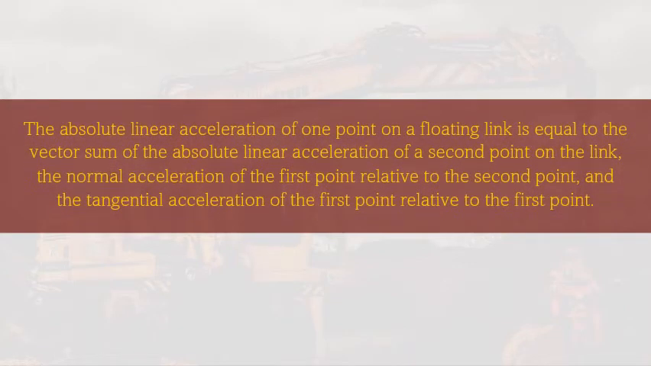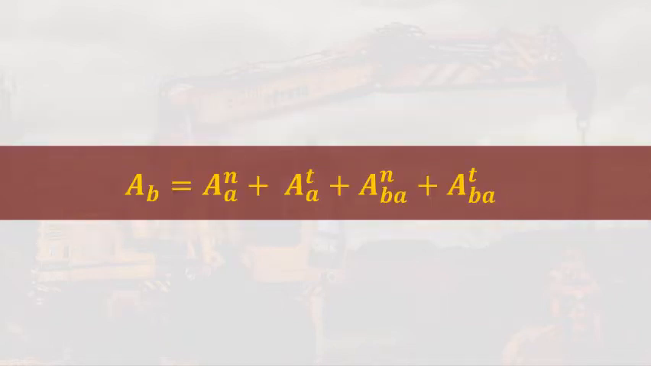So let us remember that the absolute linear acceleration of one point on a floating link is equal to the vector sum of the absolute linear acceleration of the second point on the link, the normal acceleration of the first point relative to the second point, and the tangential acceleration of the first point relative to the second point. So in equation form, we can write it this way.